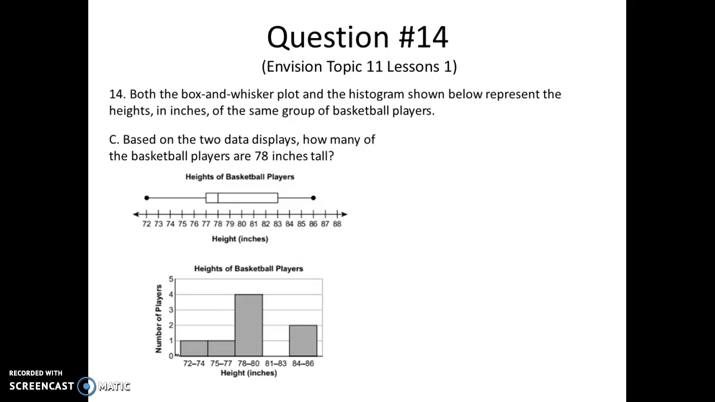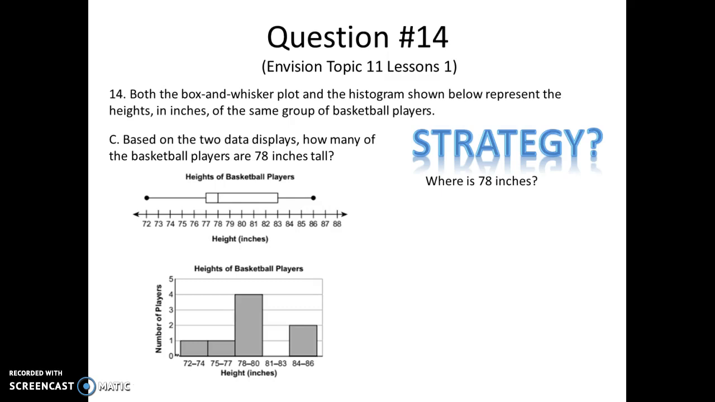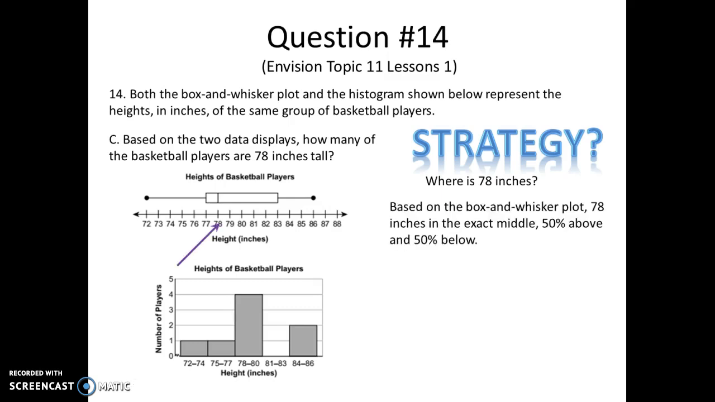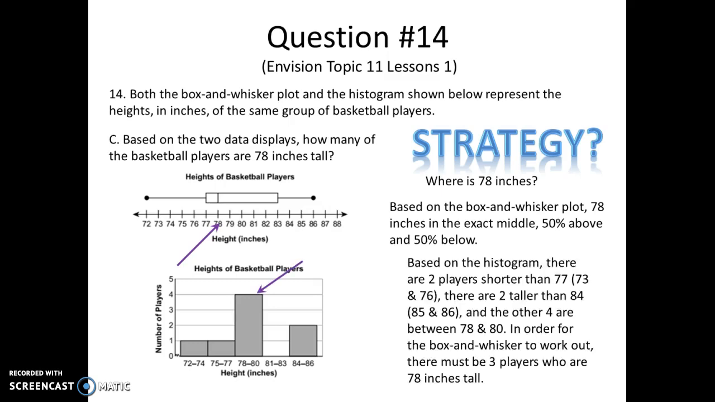Part C. Based on the 2 data displays, how many of the basketball players are 78 inches tall? So what strategy would you use? Think about where 78 inches is on each data plot. 78 is the exact middle of the data based on the box and whisker plot. The histogram indicates where the different heights are. By trying different appropriate values, there must be 3 players who are 78 inches tall.